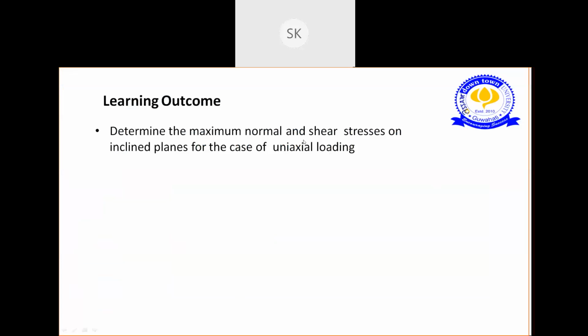So basically, we'll determine the maximum normal and shear stress on the inclined plane for the case of uniaxial loading. Uniaxial loading, uni means only in one direction. So this is our section. Earlier we have considered, so we will apply this uniaxial load P, and these are the stresses.